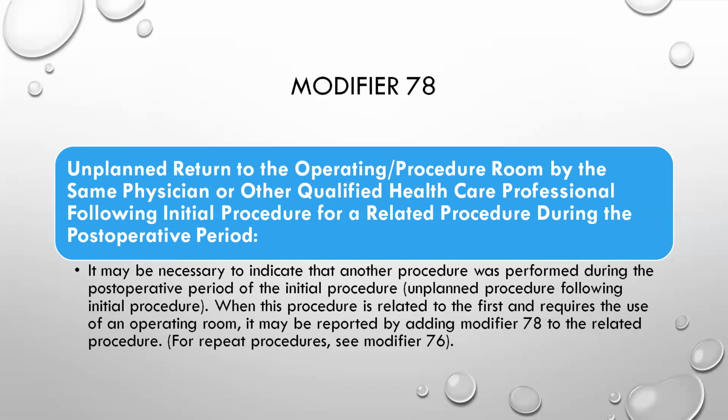So if your provider wants you to put a 58, or you're putting a 58 on it and the documentation does not substantiate that it was staged, the insurance is probably going to deny it because there's not documentation proving that it was in fact staged. Like in this case with the 78, you want to have the documentation that supports that it was unplanned and related to the previous procedure. On a little side note here, I did also add that if it's a repeat procedure on the same day, you can bill the 76 modifier for a repeat procedure, but that has a little bit different rules than the 78 modifier does.